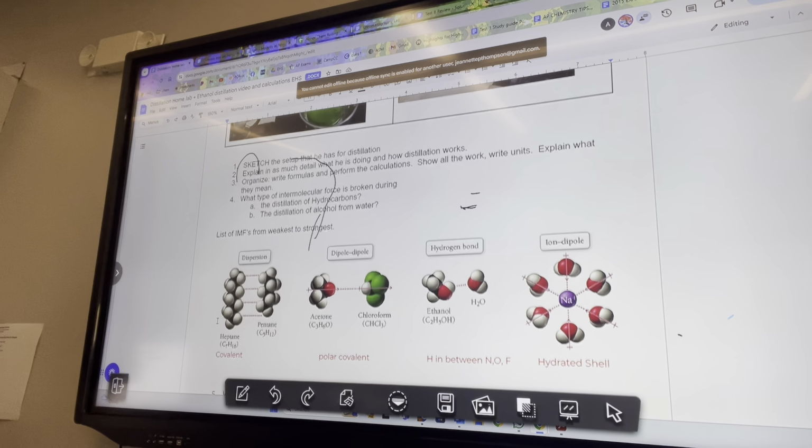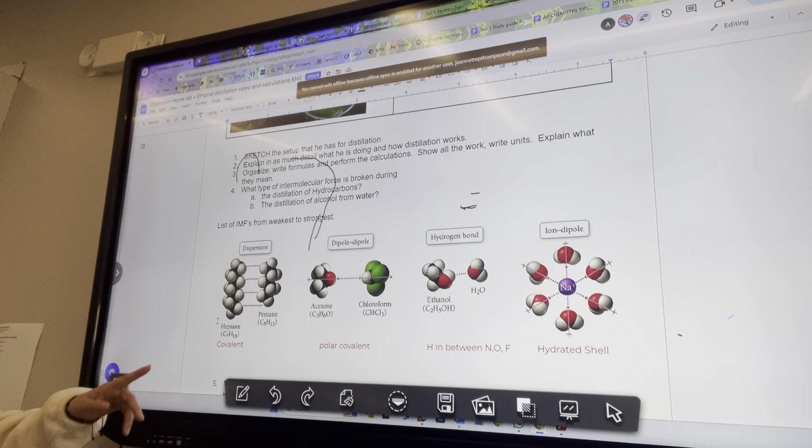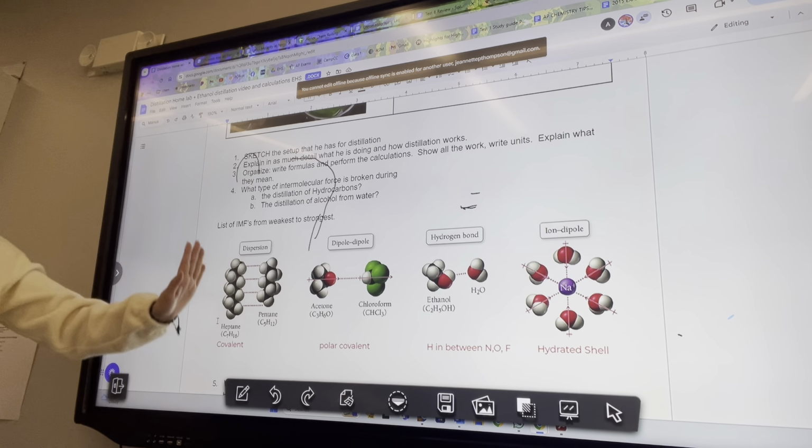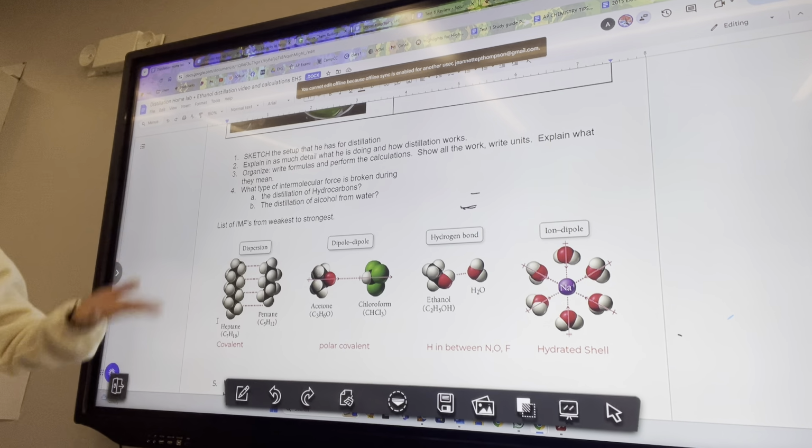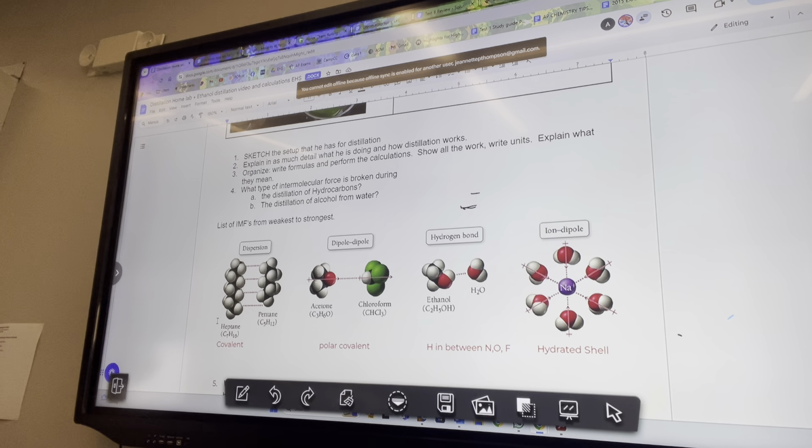Then there are some questions, and in here I grabbed some of the different intermolecular forces from weakest to strongest. We know them, we've seen them, but I just put them in there again. So you see what those intermolecular forces are.